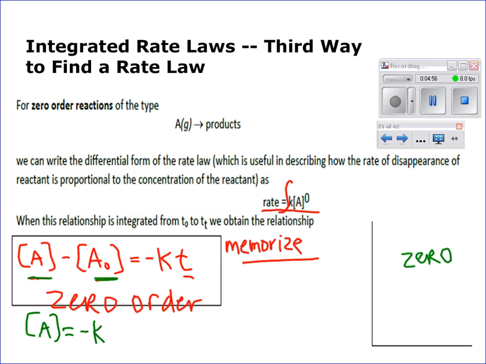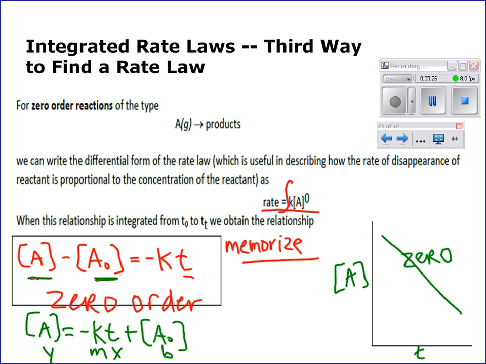And I'm going to get negative kt plus the concentration of A naught. If you look closely, y equals mx plus b. That's our linearization of the zero order integrated rate law. So if I wanted to graph something to prove it was a zero order reaction, I would put time on the x-axis and concentration of A on the y. This one's going to have a negative slope.